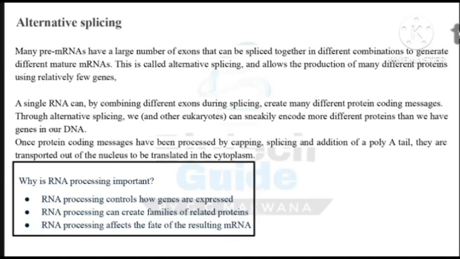Now, the importance of RNA processing. RNA processing is required to control gene expression, it is also required to create families of related proteins, and it affects the fate of the resulting mRNA. So these are the importance of RNA processing.